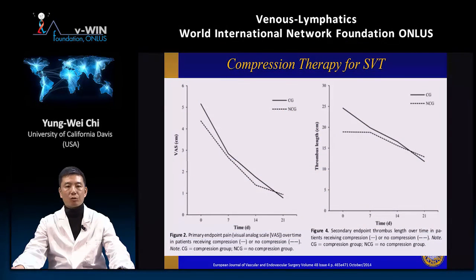The conclusion of this trial suggested, number 1, no benefit of compression stockings in addition to low molecular weight heparin and non-steroidal anti-inflammatory medications on quality of life indicators, including pain scale. Number 2, there was evidence of faster thrombus regression in those who received compression stockings versus those who did not, and this finding was statistically significant.